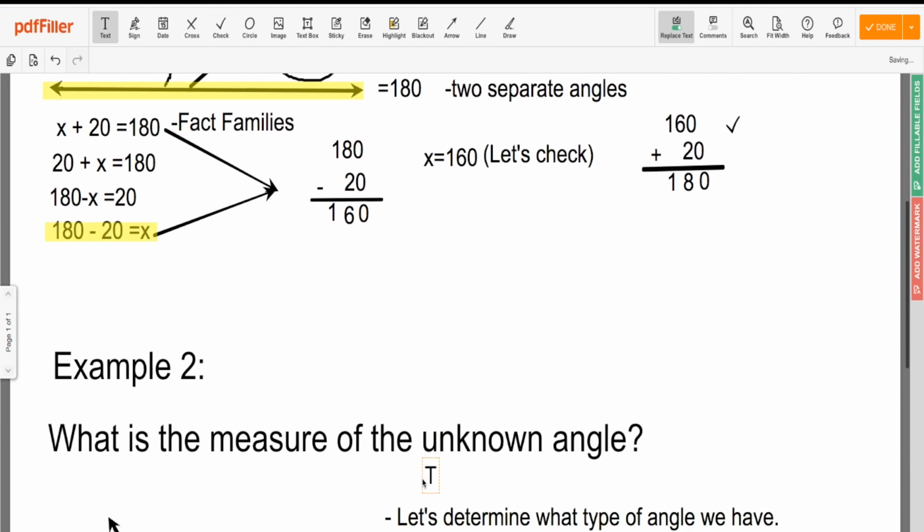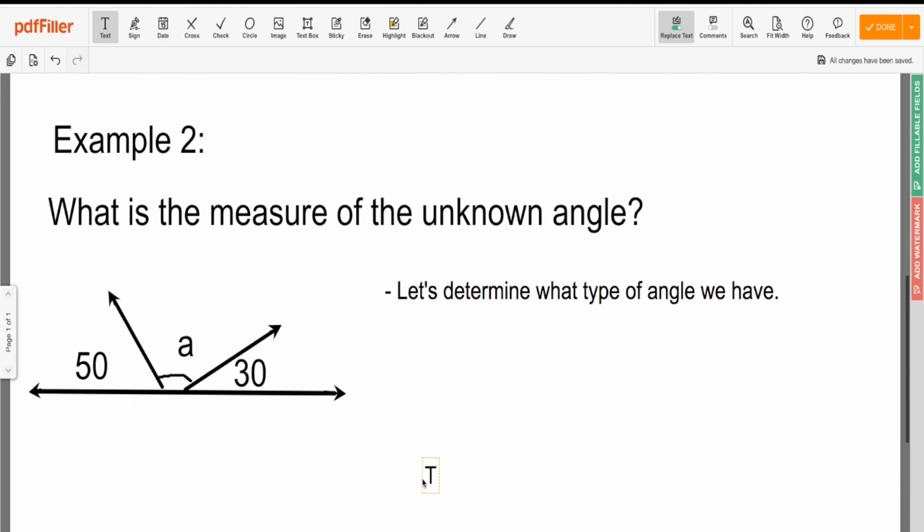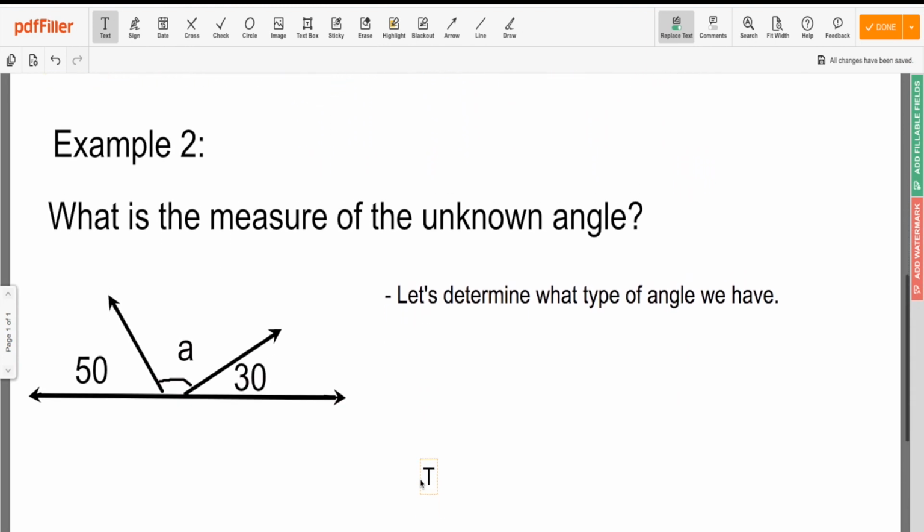Great job. So let's move on to example 2. What is the measure of the unknown angle? Again, finding the unknown angle, we need to determine the type of angle that we have. We have a straight angle which totals to be 180 degrees. But this problem is a little different, being that it has been broken up into 3 separate angles, decomposed into 3 separate angles.